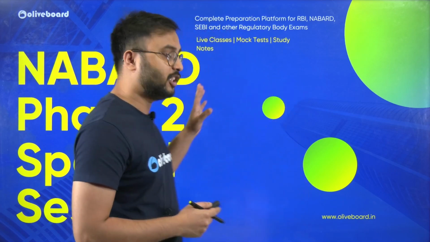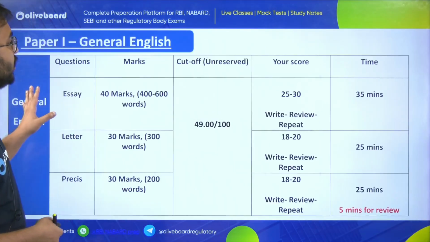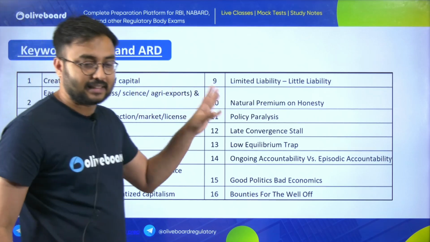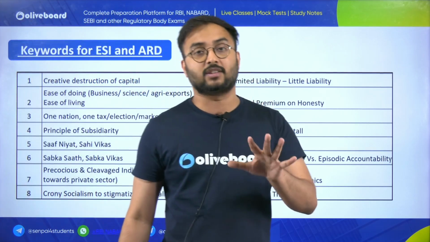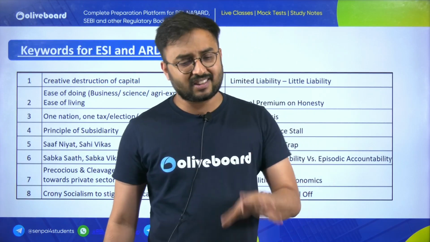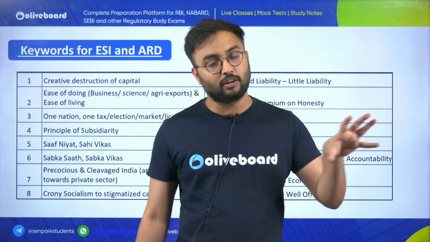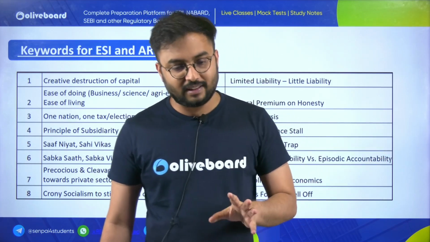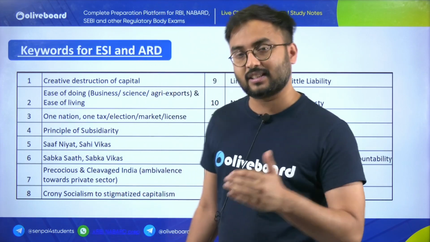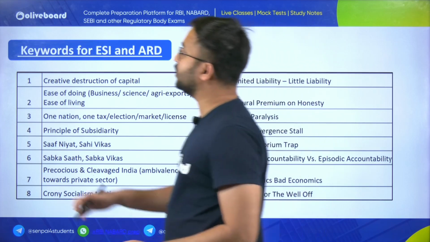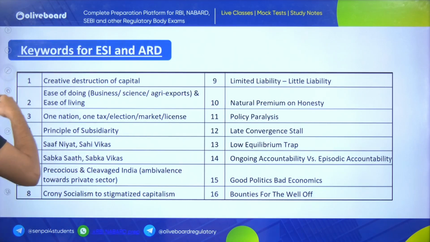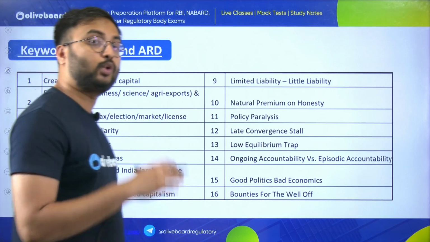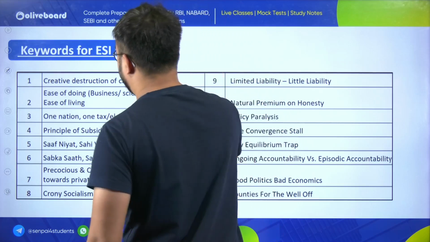Today we will have a very special session. I am going to discuss with you 200 keywords for ESI and ARD which you can write in your answers for this year's Phase 2 exam. These keywords are directly taken from your syllabus of the NABARD Grade A Phase 2 examination. Look at these keywords. I will also be telling where these keywords can be utilized. I will not discuss all the keywords. Some keywords will be such that you already know where you can use them, right? So let's begin. There are 200 plus keywords. Let us look at where we can use them.